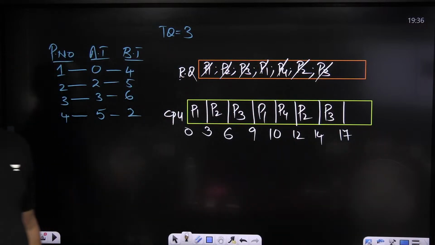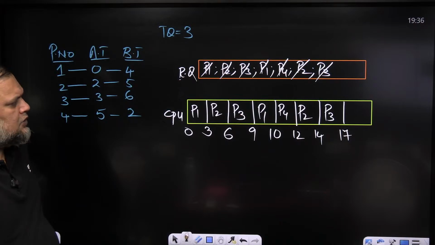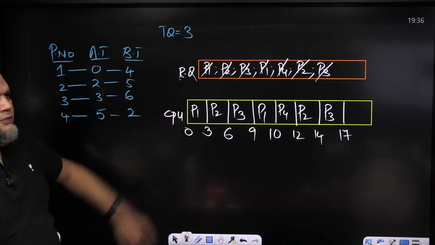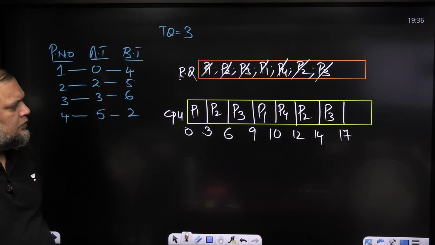This is a Gantt chart. That's right, Yuvraj and Nirmal, the Gantt chart. And once you prepare the Gantt chart, आप चाहो तो एवरेज टर्न अराउंड टाइम, एवरेज वेटिंग टाइम, जो चाहो आप निकाल सकते हो. This is the working of round robin scheduling. Yes, that's correct. Yuvraj Singh is right.